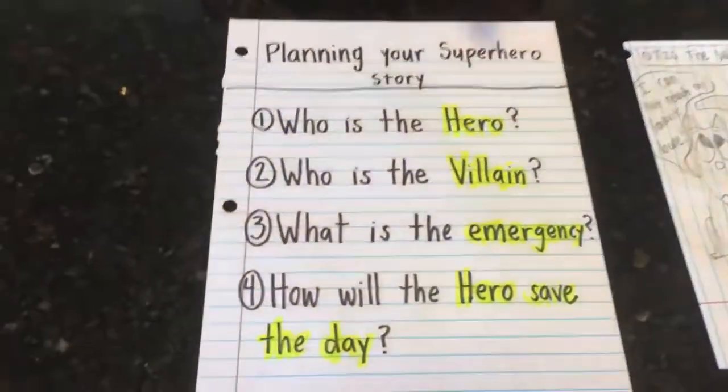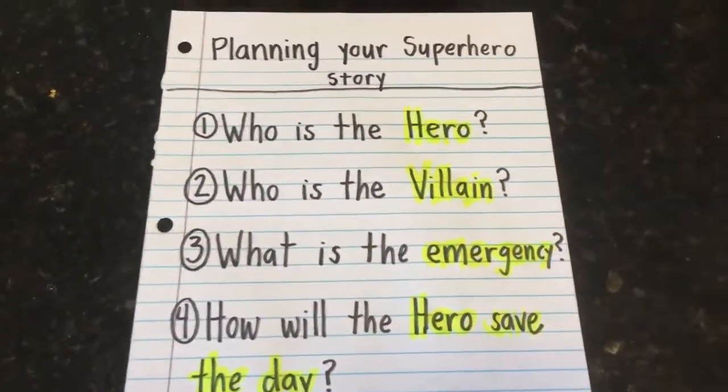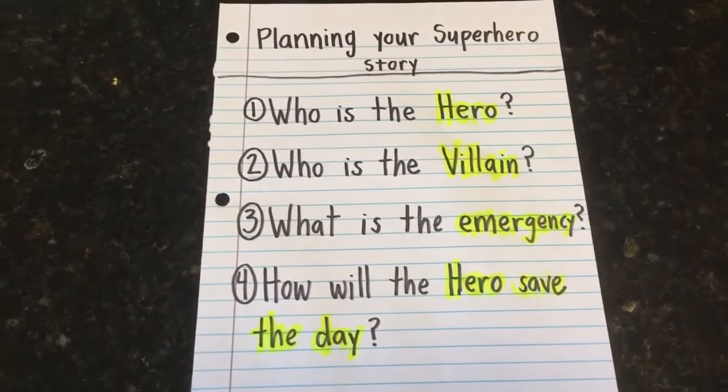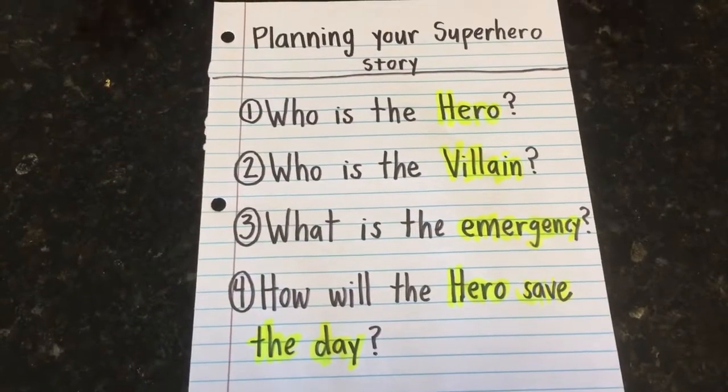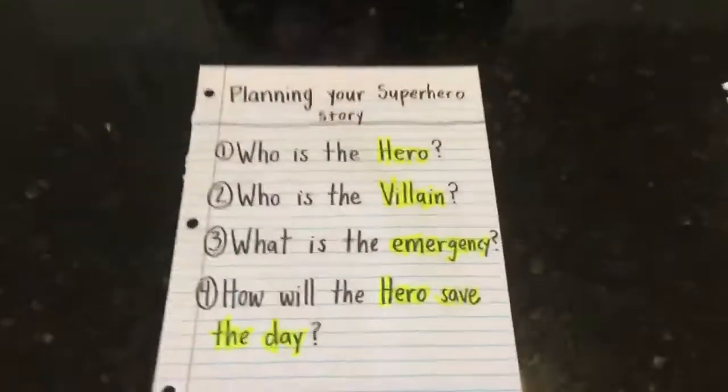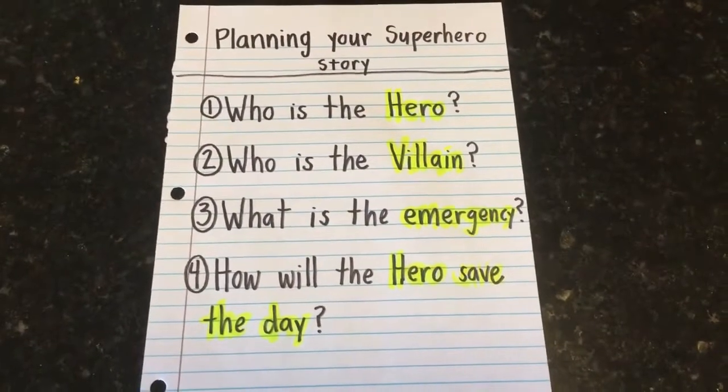The first thing for planning your superhero story is who is the hero. So you have to make up a hero for your story. Like, I was watching Spider-Man, and in the movie, Spider-Man is the hero. Batman's the hero. And Supergirl's the hero. Wonder Woman. You got it.